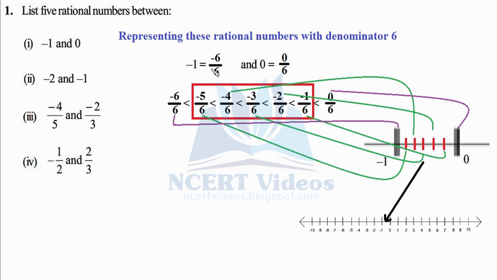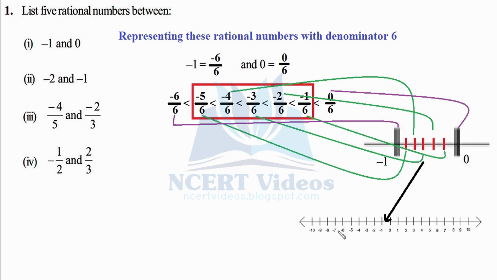So -1 can be written as -6 over 6, because when you cancel it out, it gives you back -1. And 0 can be written as 0 over 6, because we are taking denominator as 6. So 0 over 6 gives you 0. Now it becomes easy to find 5 rational numbers. Now -1 is written as -6 over 6 and 0 as 0 over 6.